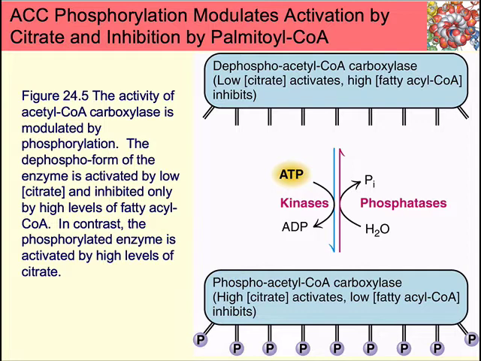The activity of acetyl-CoA carboxylase is modulated by phosphorylation. The dephosphoform of the enzyme is activated by low citrate and inhibited only by high levels of fatty acyl-CoA. In contrast, the phosphorylated enzyme is activated by high levels of citrate.